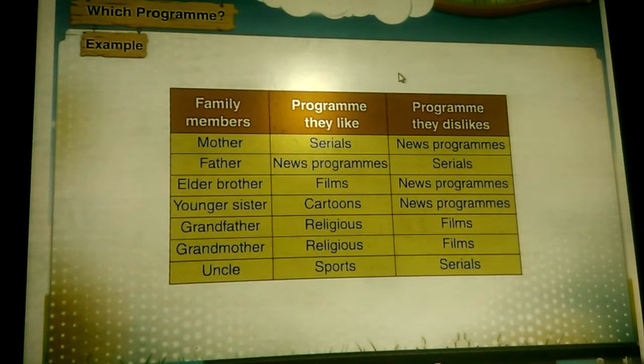A table showing the information about one program liked by the members of a family and one program disliked by them is given here. From this table, let us find the answers of the given questions. There are 3 columns in the table. The family members are given in the first column. In the second column, the programs they like. And in the third column, the programs they dislike are given.